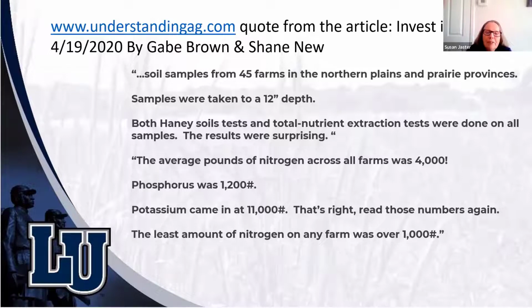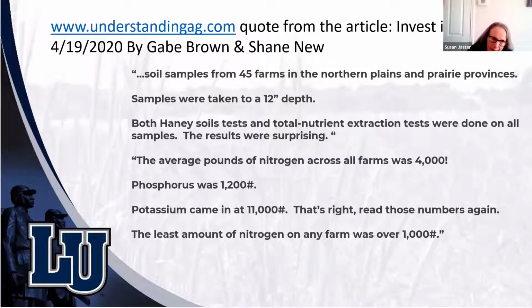And if you're reading the screen there, it looks pretty unbelievable, but the average pounds of nitrogen across all those farms was 4,000 pounds of nitrogen. And then they looked at phosphorus, that was at 1,200 pounds. Potassium came in at 11,000 pounds. That's a lot. And the least amount of nitrogen on any of the farms, now remember the 4,000 was an average, the least amount they found was 1,000 pounds per acre.